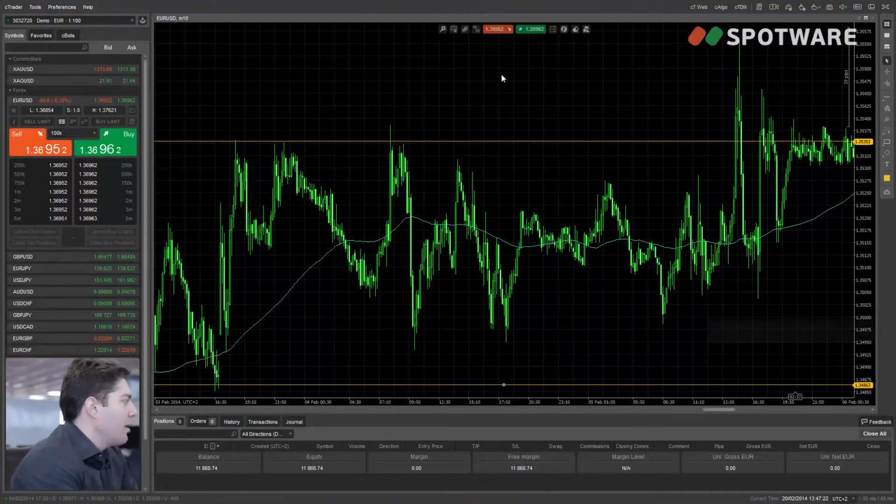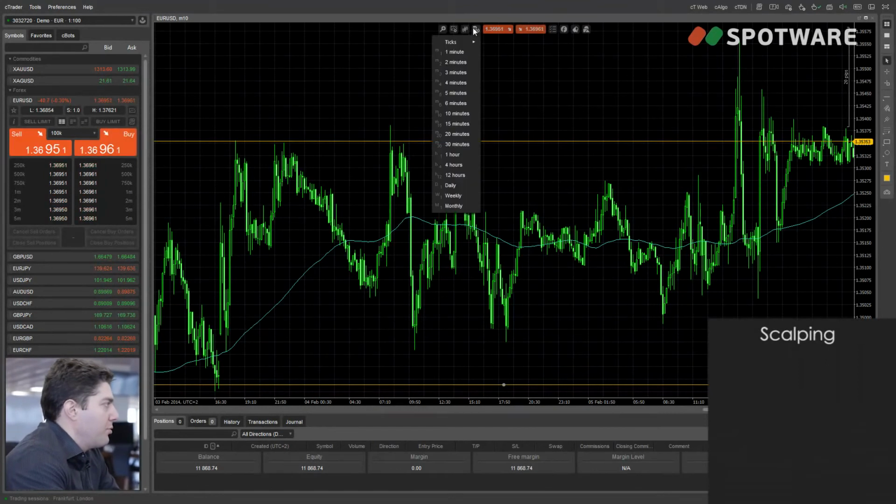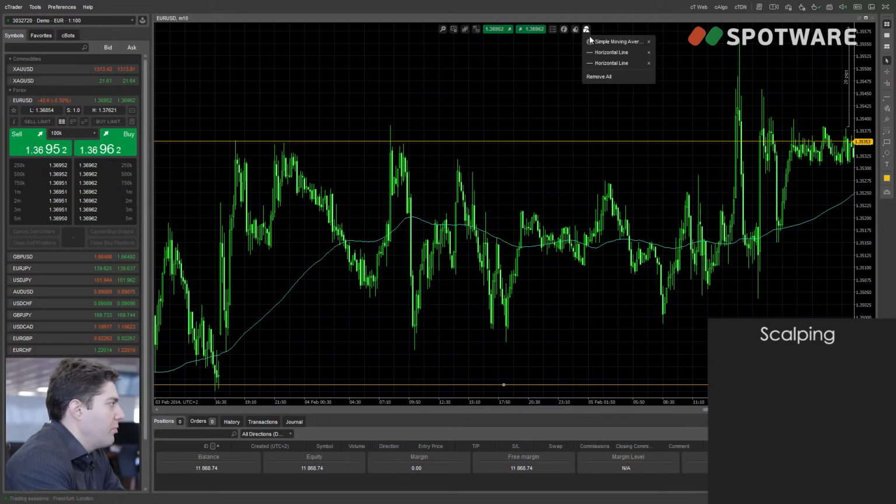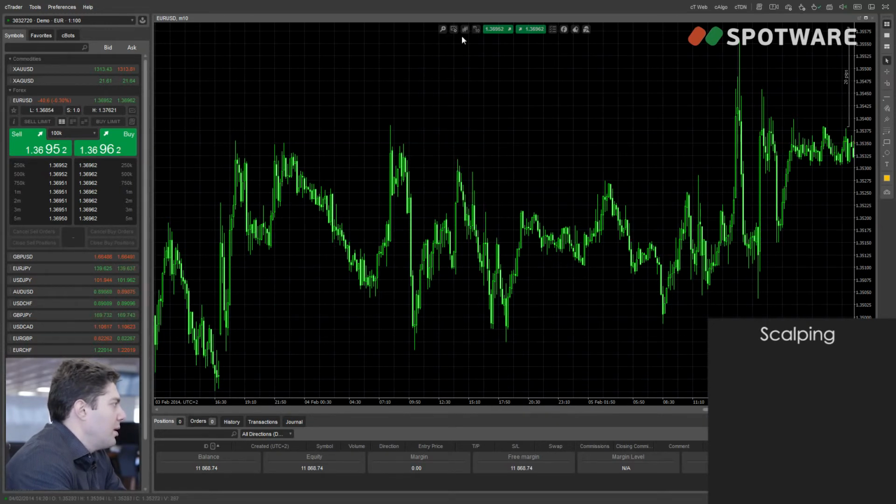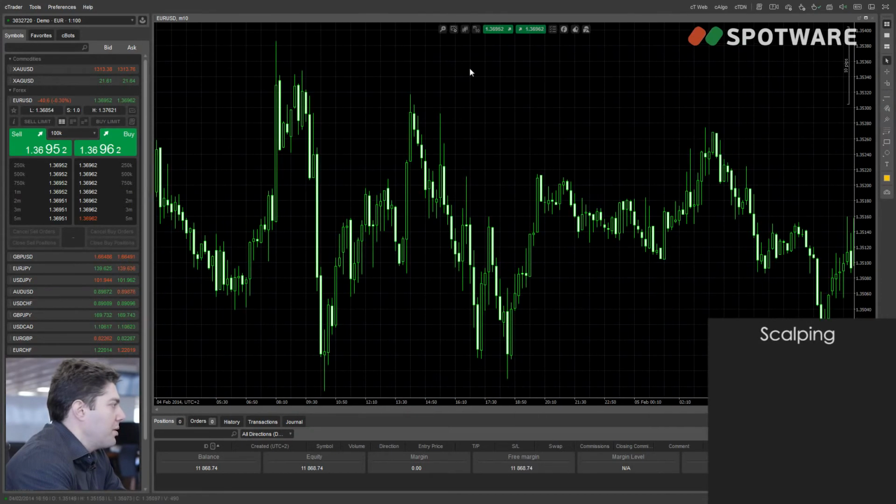I'm going to show you in cTrader now how we usually do scalping. There are two major ways of doing scalping. One way is, let's remove all the objects we have here, and okay, we see here the chart. Okay, cool.